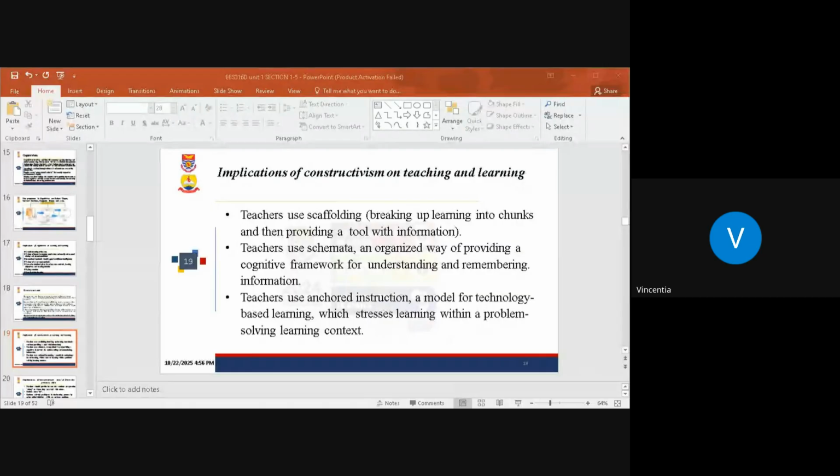But I wanted to ask, what's the difference between task analysis and scaffolding? It seems it's the same thing. Task analysis and scaffolding.